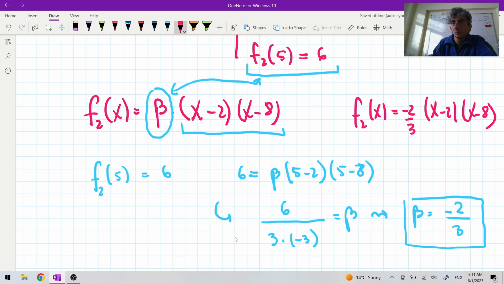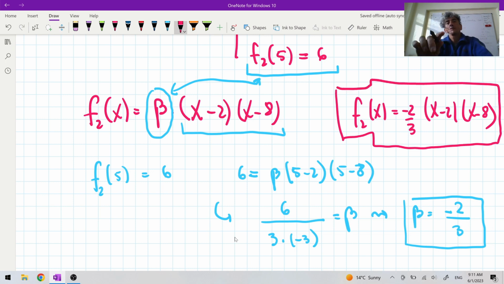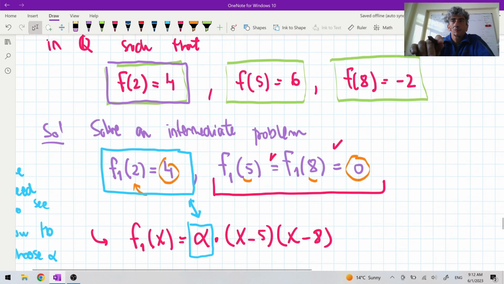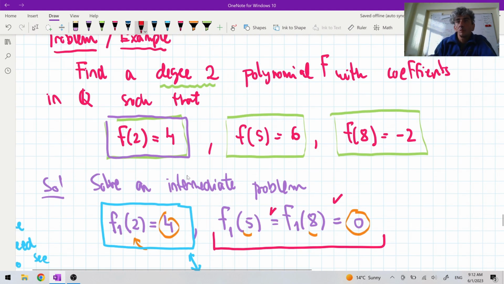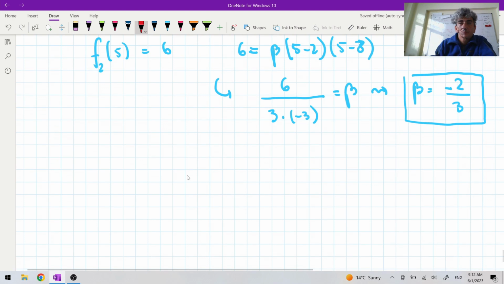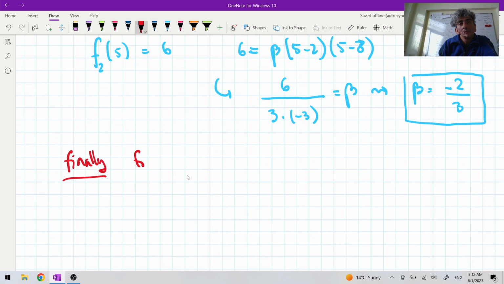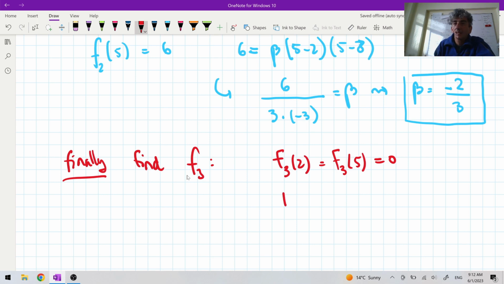Finally, we get to the last one. F sub 3 will be a polynomial which will vanish at 2 and 5 and will take the value minus 2 when evaluated at 8. Okay, finally, find f sub 3 such that it will vanish at 2 and 5, and at 8 it has to take the value minus 2.